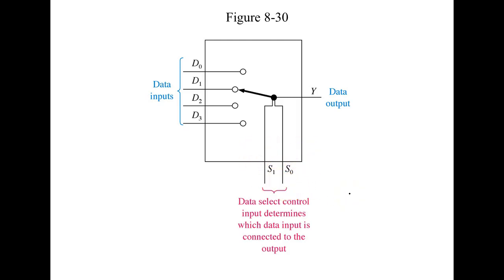So if I come up here and put zeros on here, then this switch is going to move up to 0, and 0 is passed through the output. If I come up here and put a 2 on here, then it switches down to 2, and then 2 goes out. If we just wanted to rotate through the inputs, we'd put a counter or something on there and let it just rotate through.